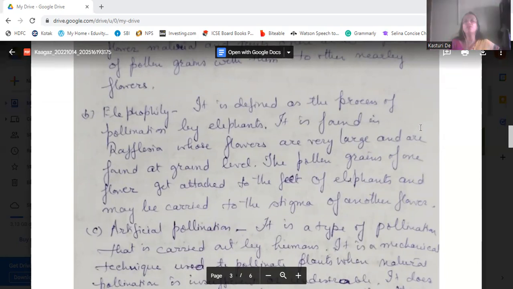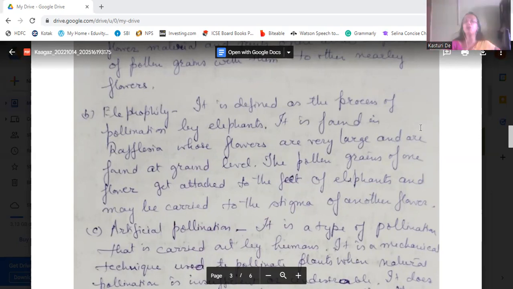Next is elipophily. Now, it is defined as the process of pollination by elephants. It is found in Rafflesia, whose flowers are pollinated by elephants, that is elipophily. Rafflesia has the largest flower in the world, and its flowers are very large and found at the ground level. So the pollen grains of one flower get attached to the feet of the elephants, and may be carried by the elephant to the stigma of another flower, and that is how they will pollinate the other flower. So that is the elipophily process.